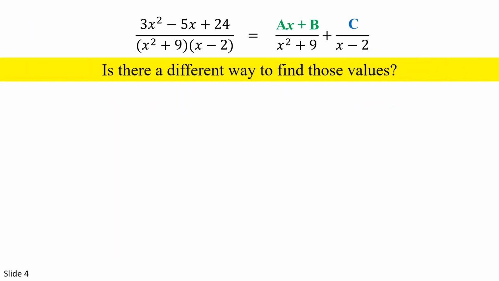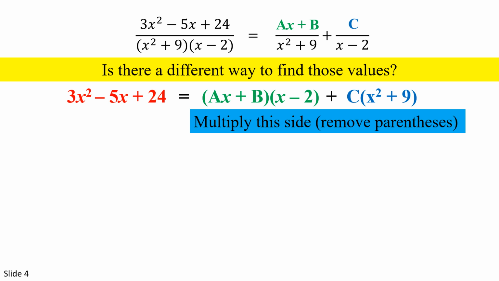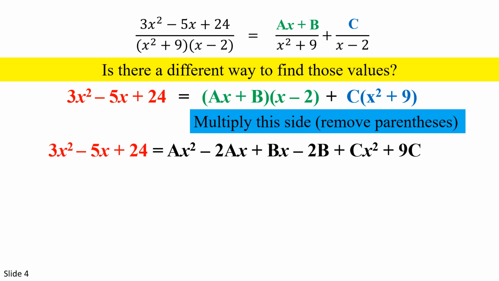Is there a different way to find those values for a, b, and c? Let's clear the fraction like we did before. But instead of choosing a value for x to eliminate different terms, let's just multiply the entire right side out. So on the right side, ax plus b times x minus 2 would give us ax squared minus 2ax plus bx minus 2b. And then multiplying c times x squared plus 9 would give us cx squared plus 9c.